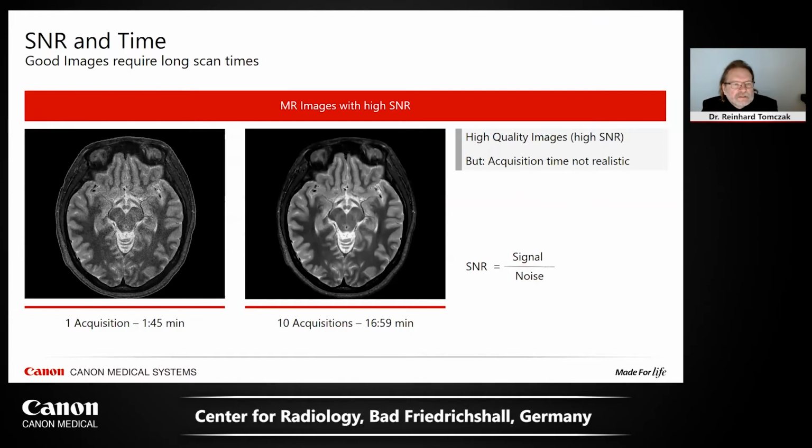Just a little bit about signal-to-noise ratio and time. Good images require long scan times. You can see here an image which is a little bit noisy. It's one acquisition and it takes 1 minute 45 seconds. If you want less noise and more signal, you have to use in a normal setting 10 acquisitions, and the time goes up to 16 minutes 59 seconds, which is way too long for normal practice.